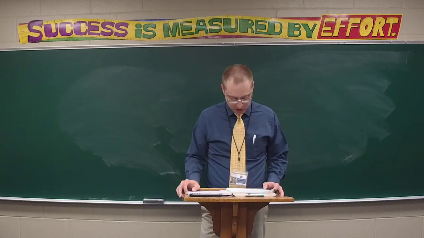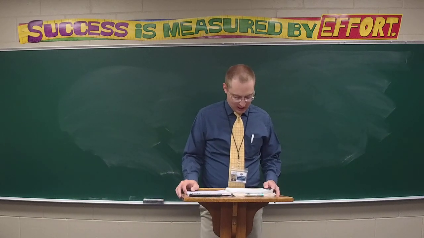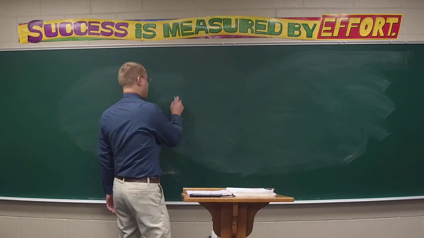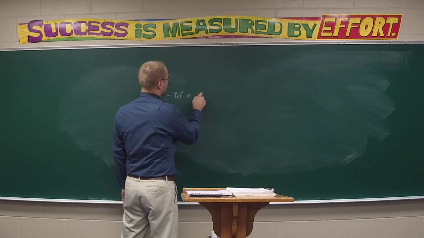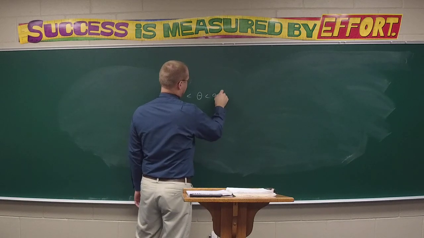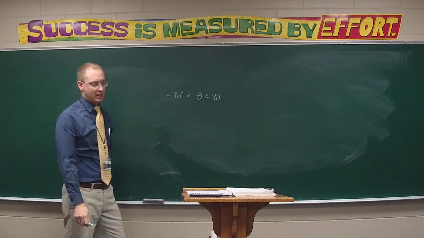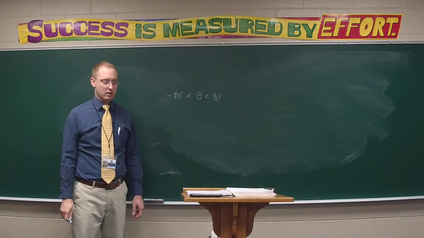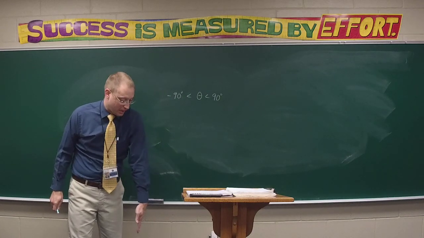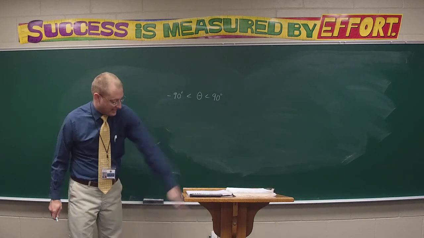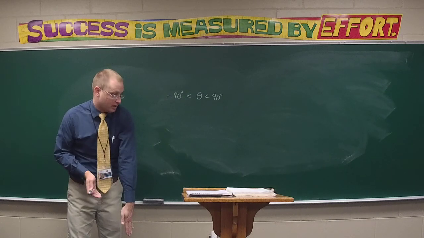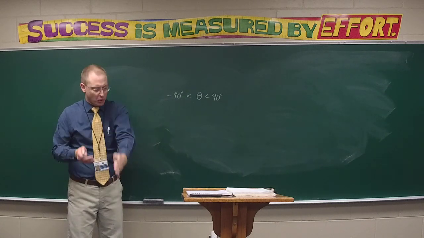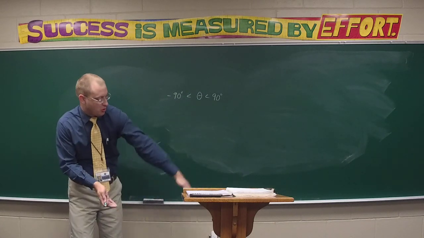Anyway, let's take a look at number 58. This one's a little interesting. They tell us that theta is between negative 90 and 90. Where would negative 90 be? Show me with your hand. Down, right? You're starting at 0, going down to negative 90. Where's 90? Straight up. So from negative 90, we go this way to 90.